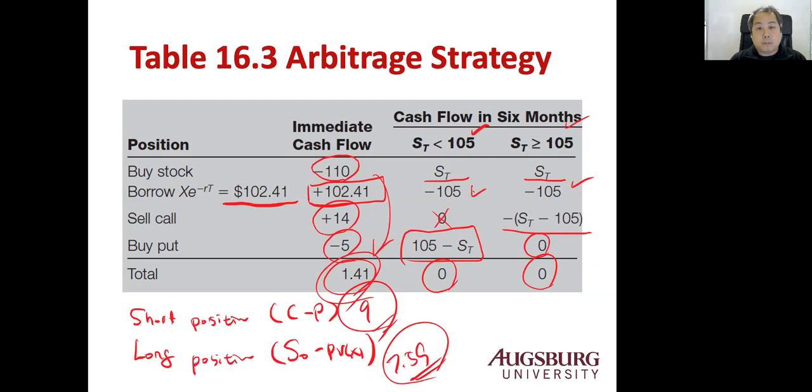Your total profit is just $1.41 without taking any risk. There's no risk. In any case you make this money, which means this is an arbitrage opportunity. This is a strategy for using the put-call parity. Obviously, this is too big an opportunity, so you're not going to get it. But theoretically, you can use this strategy to get these opportunities.